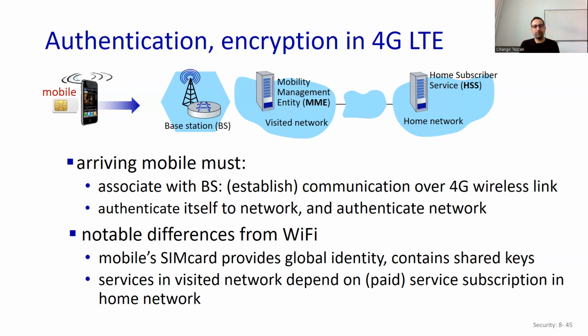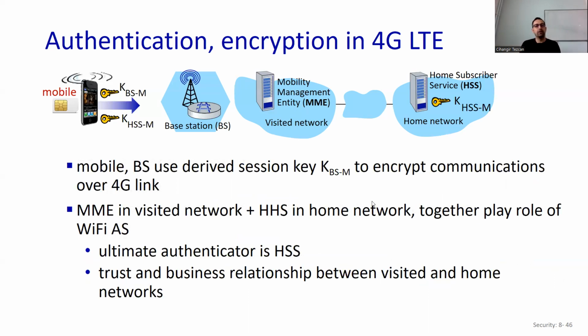Notable differences from Wi-Fi. Mobile SIM card provides global identity, contains shared keys. Services in visited network depend on paid service subscription in home network. In the past, this was really bad, but nowadays you can use your own services when you're abroad and so on. Mobile and base station use derived session key, KBSM, to encrypt communications over 4G link.